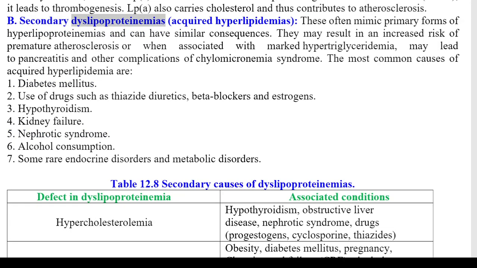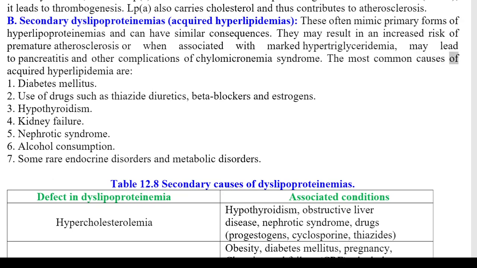B. Secondary dyslipoproteinemias, or acquired hyperlipidemias. These often mimic primary forms of hyperlipoproteinemias and can have similar consequences. They may result in an increased risk of premature atherosclerosis or, when associated with marked hypertriglyceridemia, may lead to pancreatitis and other complications of chylomicronemia syndrome.